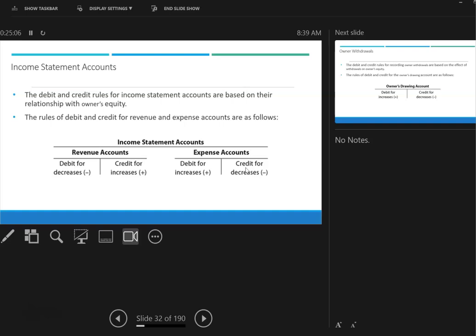For revenue accounts have a normal credit balance. I want you to just think of something. I think I told you last week, oftentimes I'll say, what happens to cash? So when we provided services for a customer and they gave us $5,000 in cash, what happened to cash?